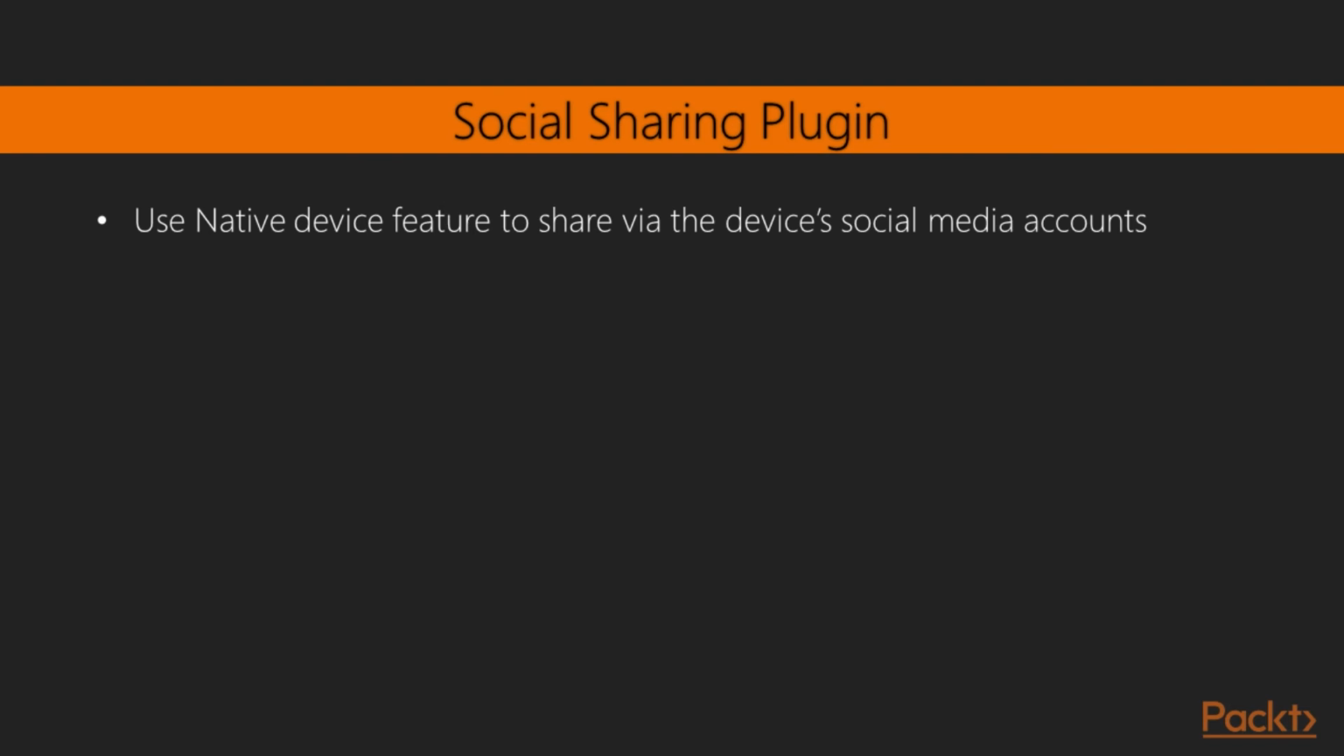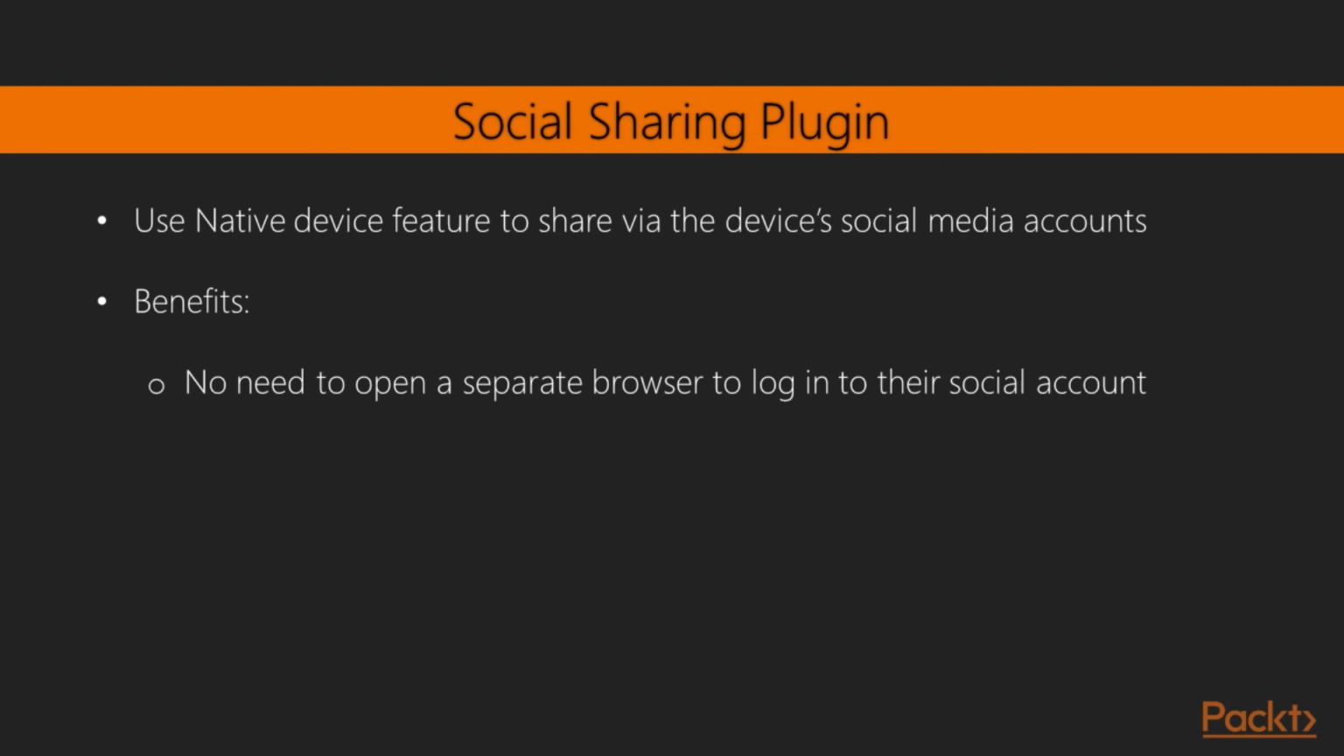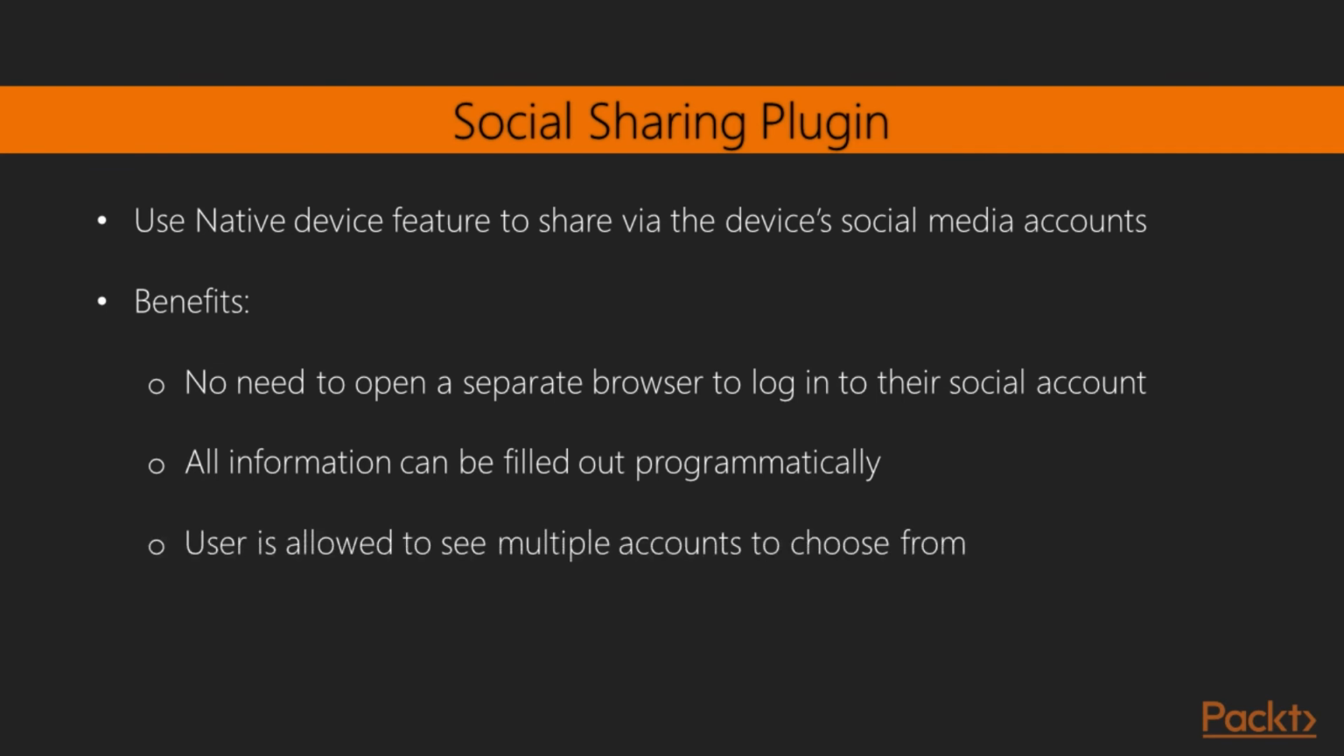If you develop an app with shareable content, you might want to utilize the native device feature to share via the device's authorized social media accounts. There are several benefits from using this approach. First, users don't need to open a separate browser to log into their social media account each time they want to share. Second, all the information can be filled out programmatically, such as title, body, link or image. Finally, since this is a native feature of the device, the menu selection allows users to see multiple accounts, which they are already familiar with, to choose from. The social sharing plugin can greatly enhance the user experience.